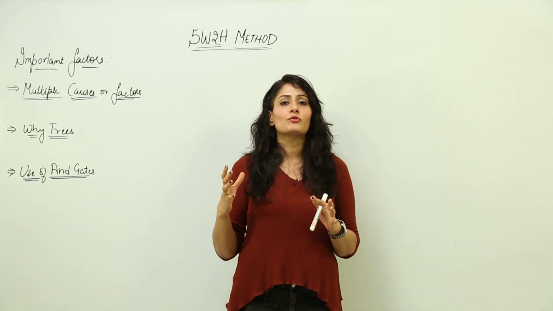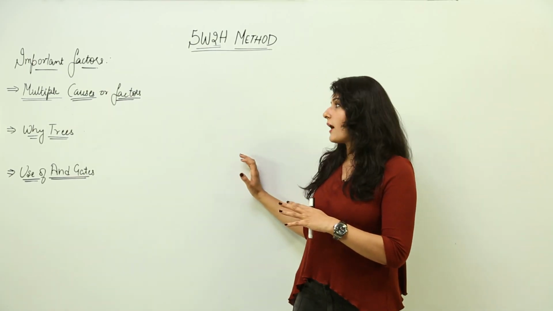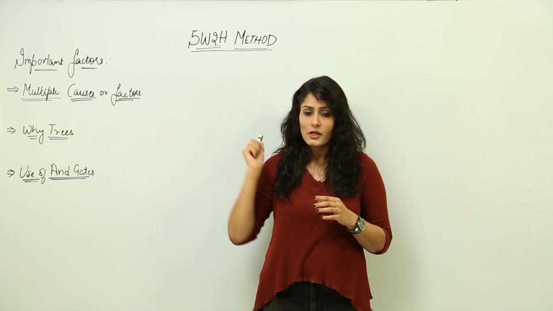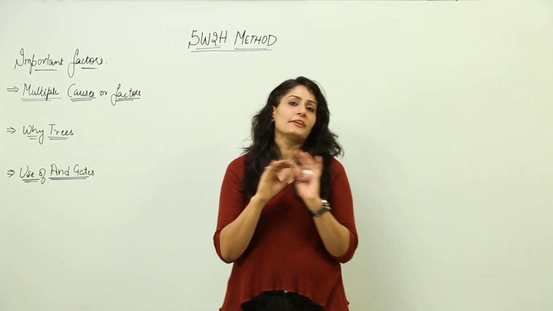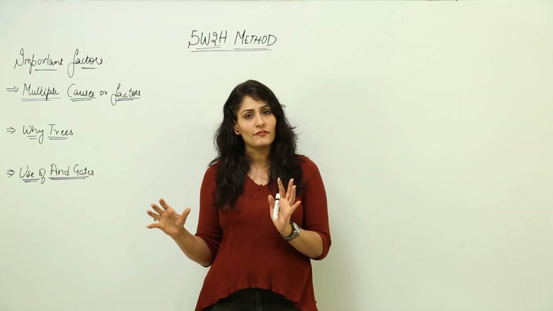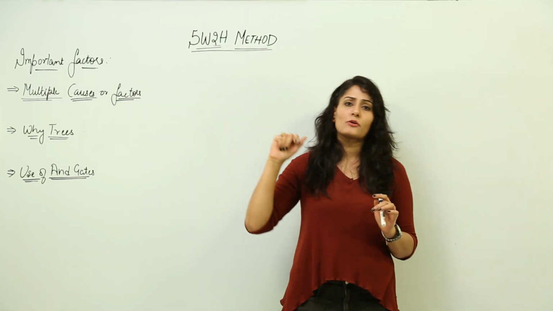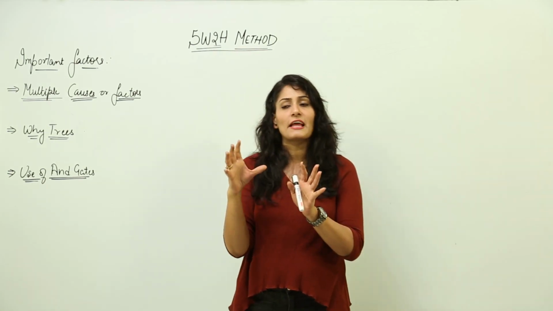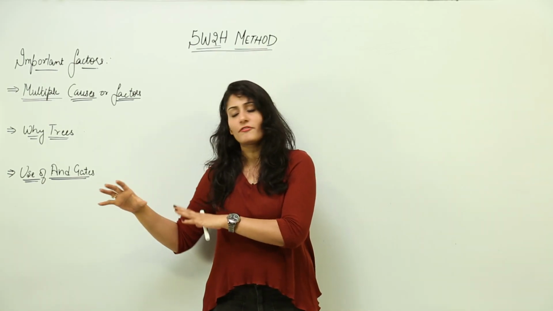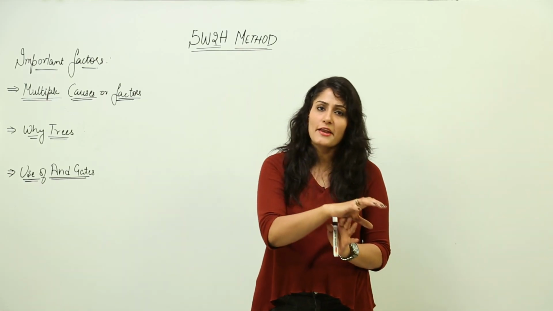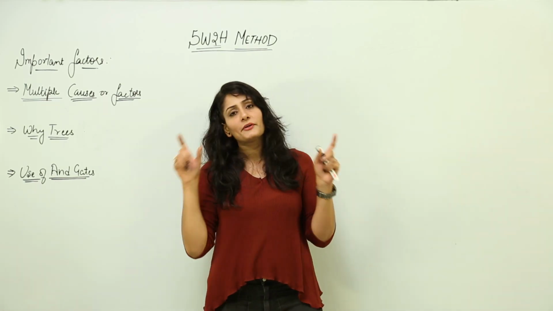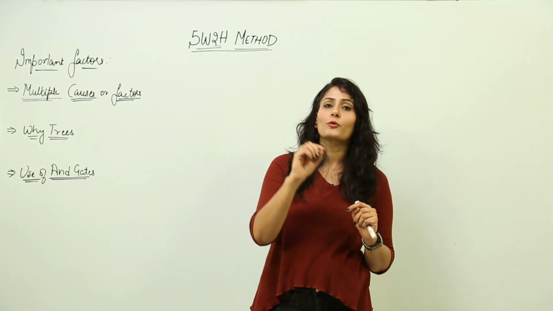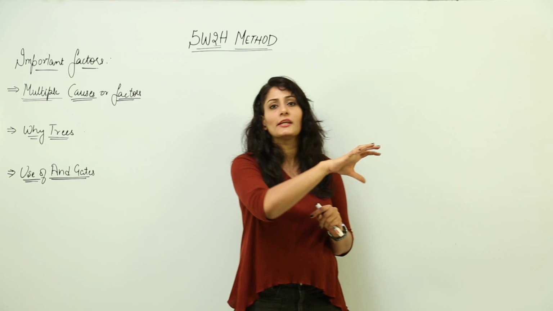So certain important things which I want you to remember while working with this method are, the first thing is multiple causes or factors. Whenever any event happens, any XYZ event, there can be multiple causes or factors which might have led to the happening of that event. In case there is a failure, it can be due to many factors, or if there is an error or non-conformity, that can be due to many factors. So the first thing is to always find out which is the actual thing that led to it.